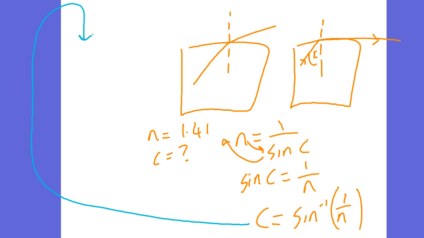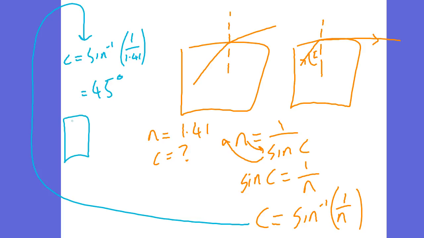Okay, for our example, C would equal inverse sine of 1 over 1.41, and hopefully when you crunch it through, that gives you a critical angle of 45 degrees-ish. Just watch out, remember your calculator does need to be in degrees. If it's got an R or a G at the top of the calculator display, then you need to figure out how to get it into D, because those other two aren't helpful. So that is how you would deal with finding critical angle from the refractive index.